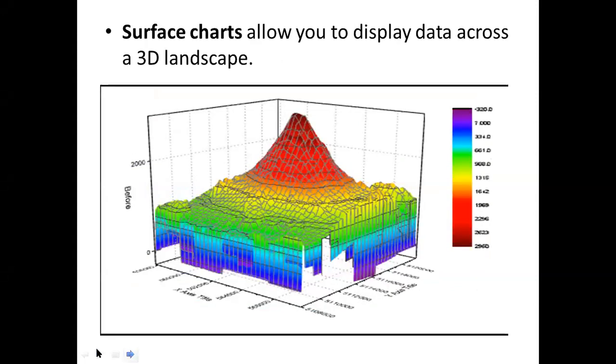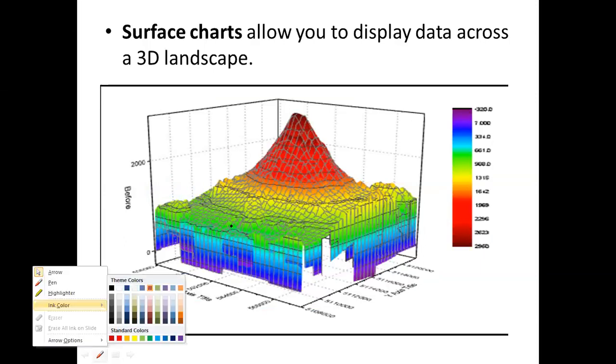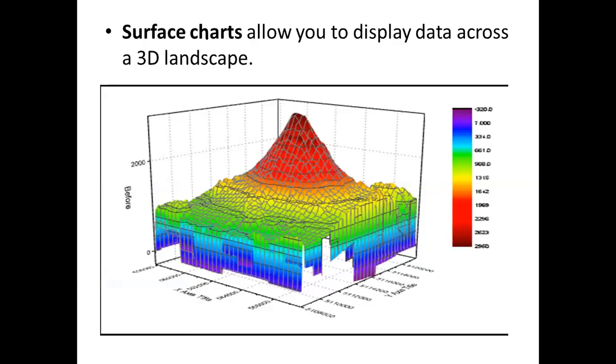Okay. Then last but not the least, we have what is known as the surface chart. The surface charts mostly allow you to display data in a three-dimensional landscape. They allow you to show a specific data set in a three-dimensional perspective. You are able to see that this is like a hill, and there's a ground level here.